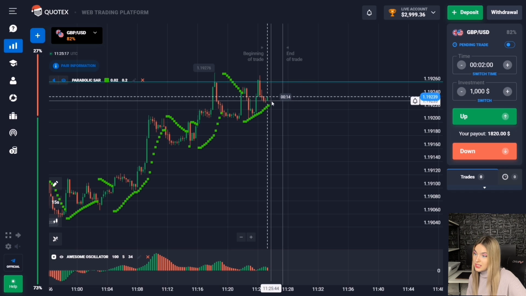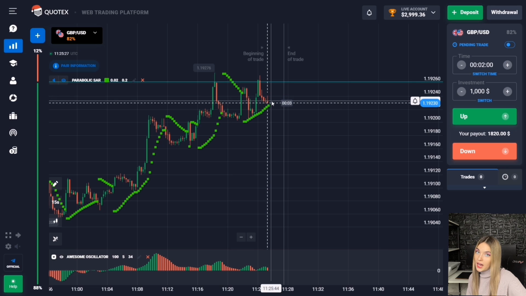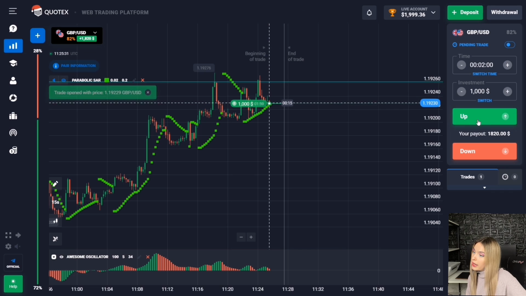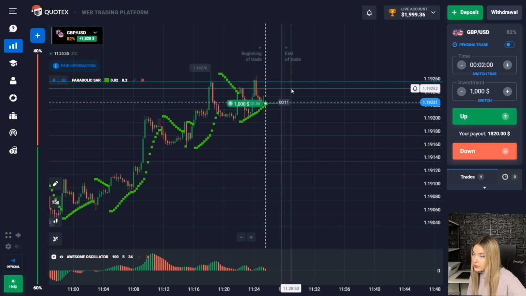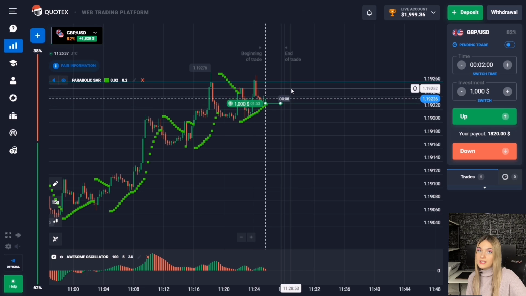because we see that green dots continue to form at the bottom of our graph. Also, after the rollback, a green histogram begins to form again, which means that the price is more likely to continue moving up in the near future. So we will open a deal with you again for 2 minutes to go up. I think that this time will be quite enough and the level will still be broken. And so guys, let's wait for the end of our deal.